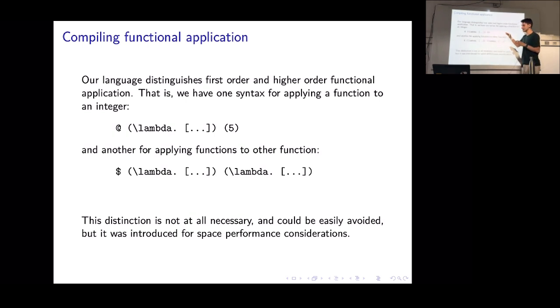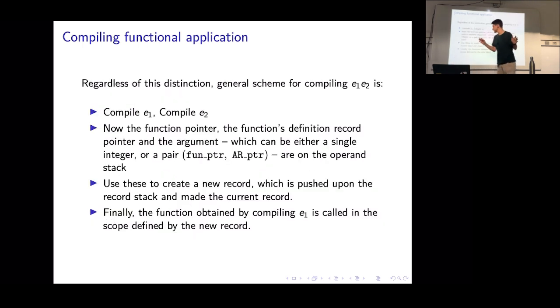So, for example, one significant statistic is that we can only print banana 5 times before we run out of space, of activation record space, because we do not have a garbage collection algorithm, which is very bad for now. So, given this, regardless of the distinction, the general scheme for compiling the application is we compile first the function and then the argument, which may be a function.